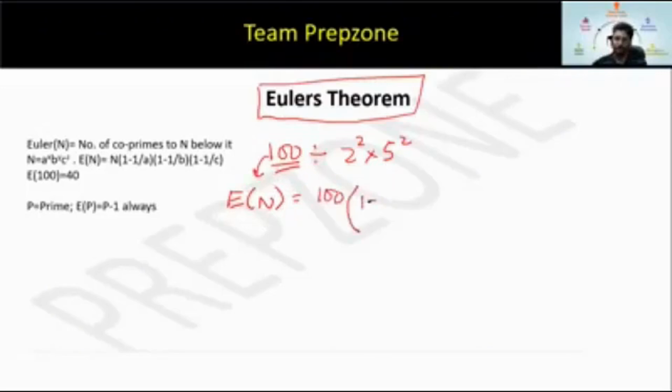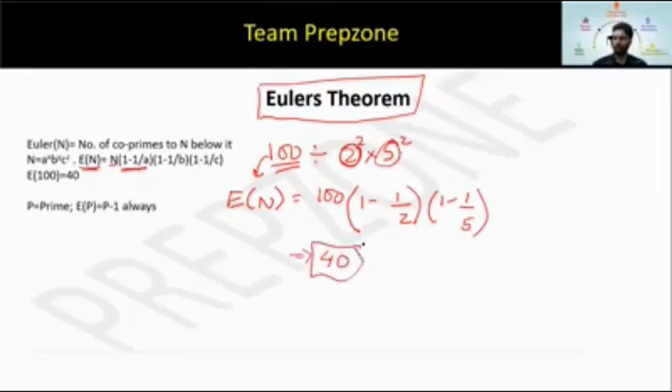So I will take 100. I will multiply this number by 1 minus 1 upon this number, which is 2. Okay, that's what I have written. Euler of n is n into 1 minus 1 by a, into 1 minus 1 upon this number, which is 5. Okay, so you will get the Euler of n as 40. Clear? What is Euler signifying?